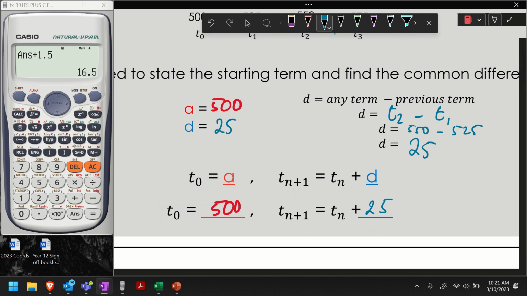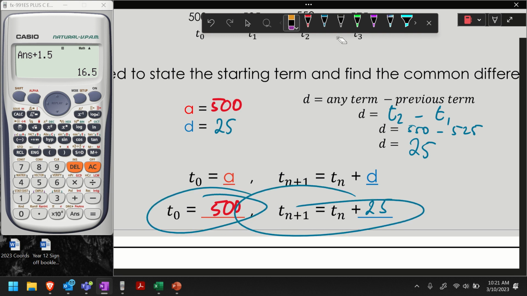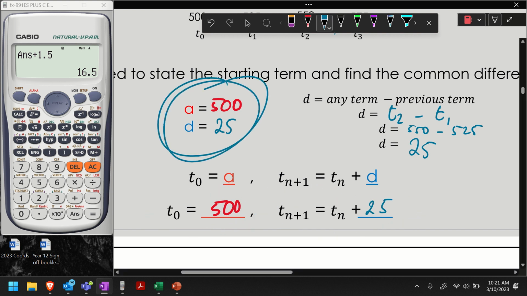In the SAC, though, it's not going to have all of this. You have to write it yourself. I'm just making it easy for you now. But in the actual SAC, okay, you've got to write it yourself. Just make sure it looks like this. It must look like this. Don't just write this down, please. You must write the whole thing.